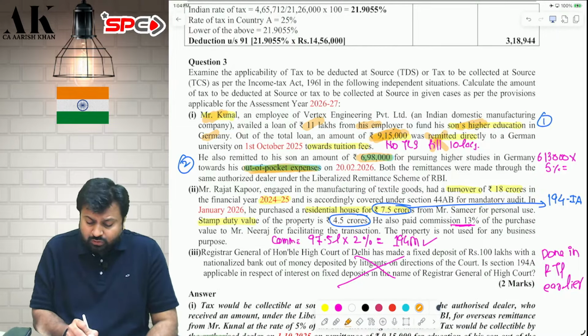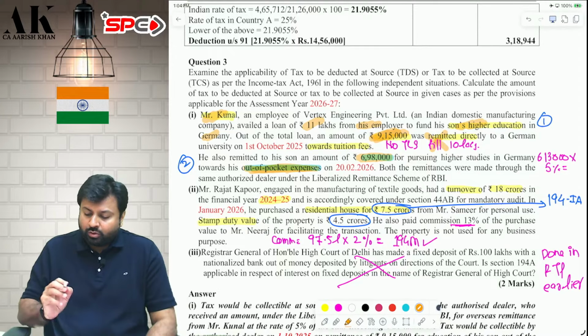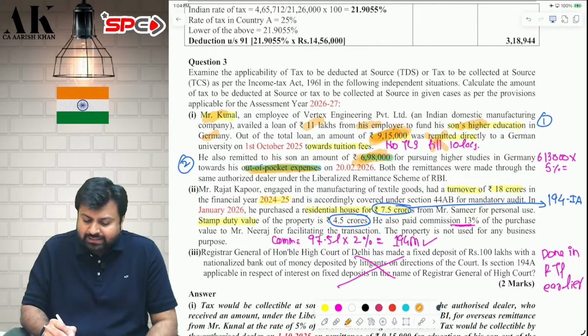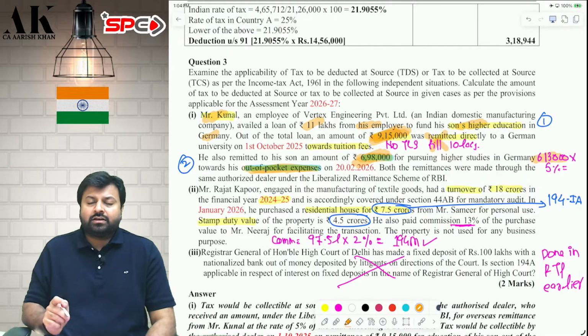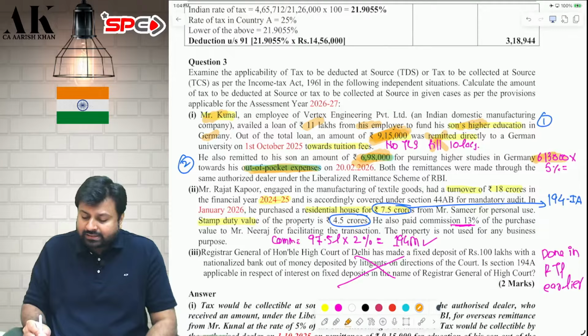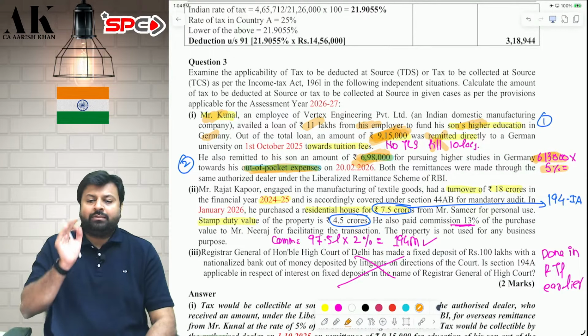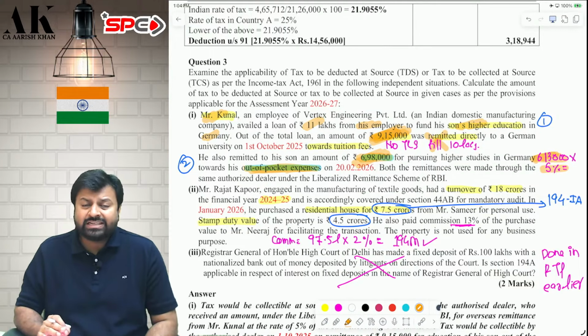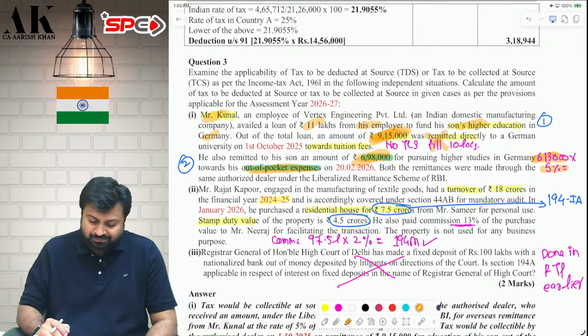Now, this will be subject to TCS, but only in excess of 10 lakhs. So, in total how much have you sent? 915 plus 698. In total you have sent 16,13,000 rupees. So, out of 16,13,000, remove 10 lakhs. On 6,13,000, 5% TCS will be applicable. I hope it is clear to all of you. Is it clear? I hope it is clear.